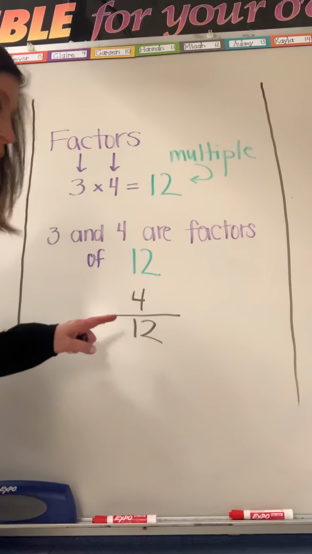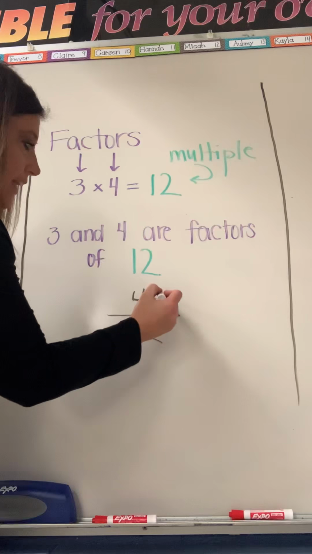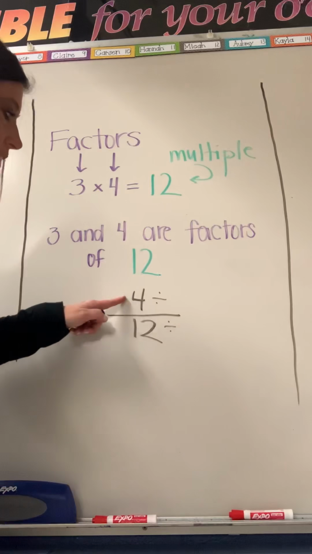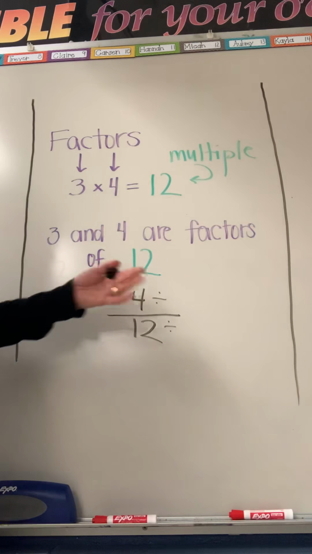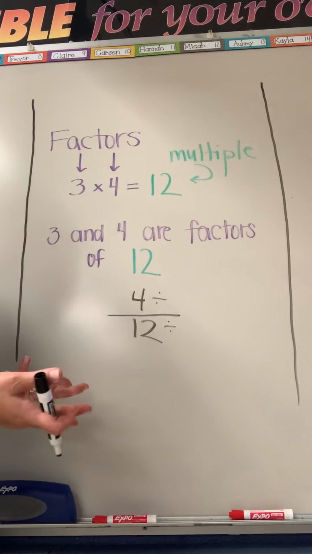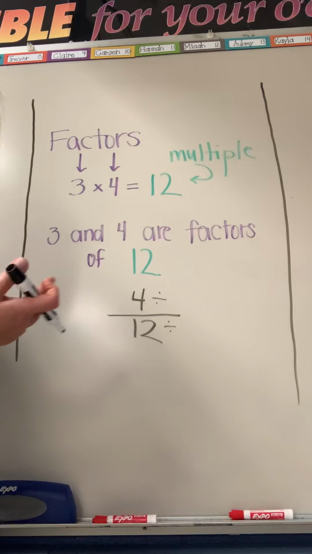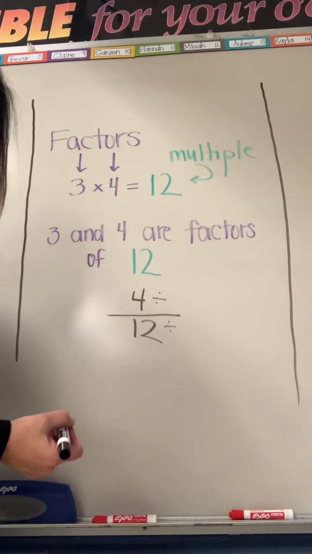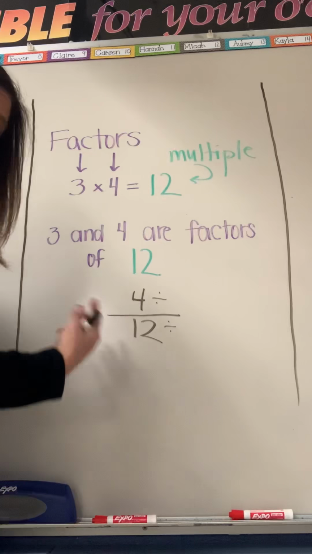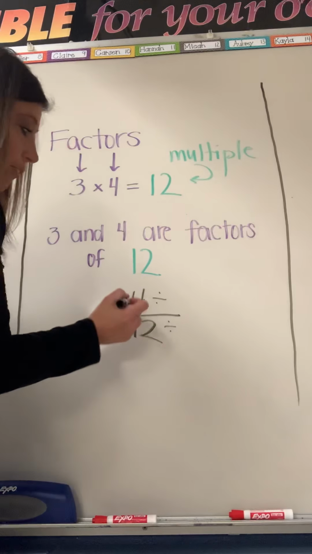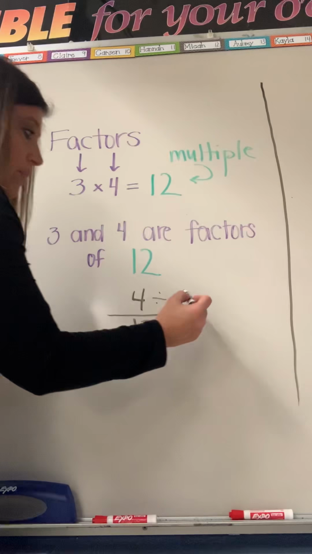If I have the fraction 4/12, I can divide both my numerator and my denominator by the same number to put it into an equivalent fraction, or a fraction that's equal. If I use the greatest common factor, then I'm going to know that I'm putting 4/12 into its most simple form. So the greatest common factor of 4 and 12 would be 4.